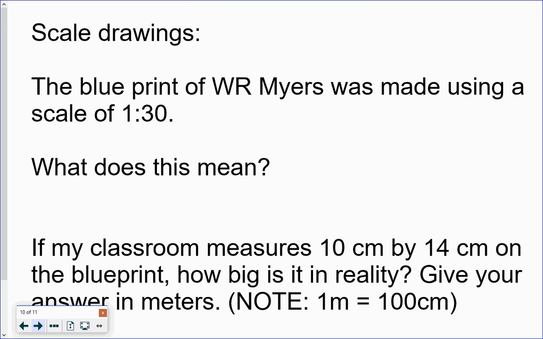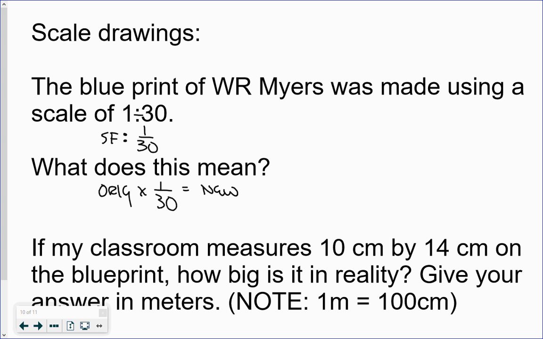Okay, so for scale drawings, the last concept that we did, it says the blueprint of W.R. Myers was made using a scale factor of 1 to 30. So what that means then, again, is that my scale factor as a fraction is 1/30th. Or in other words, the measurements on the blueprint are 1/30th of the actual measurements. So if we were to take our original measurements and times them by 1/30th, we would get out the new ones. Or another way to think of it is I would have to take my blueprint measurements and times them by 30 to get back to my original measurements.